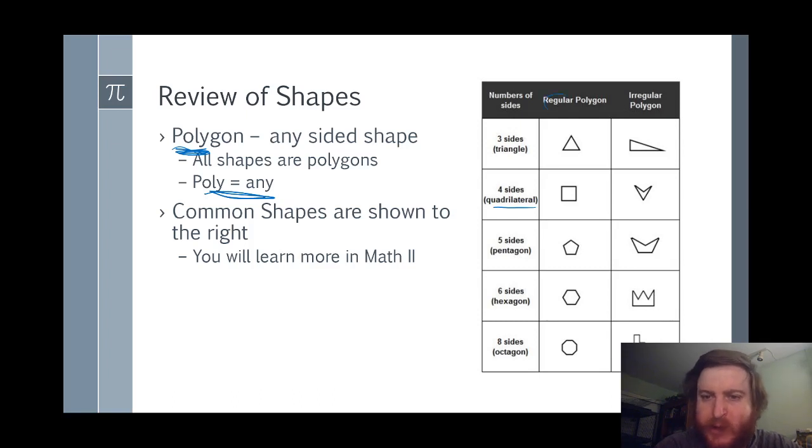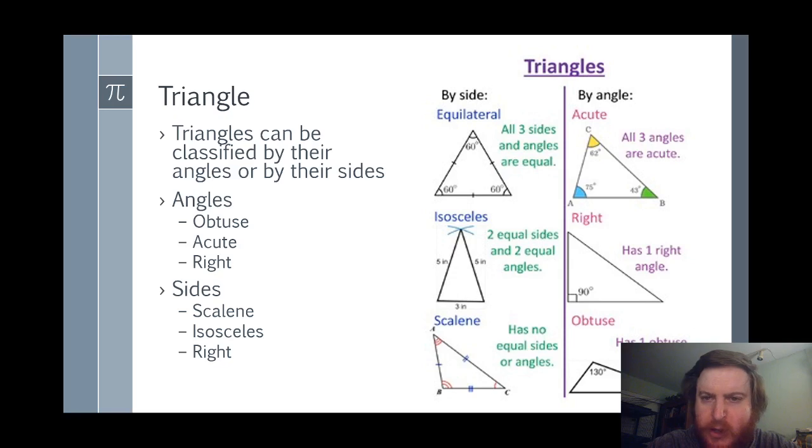When we say a regular polygon, it means that all sides are the same. So a regular quadrilateral would be a square. And anything with 8 sides is an octagon, so with this stop sign, you can count, you'll have 8 sides. Right, jumping into triangles. Again, hopefully most of this is review.